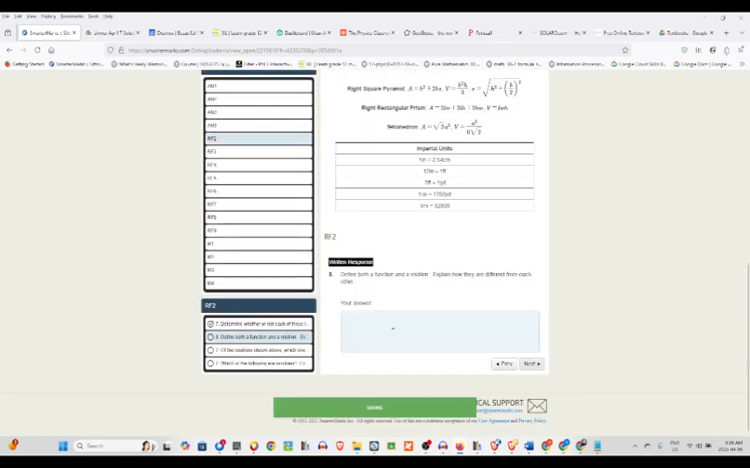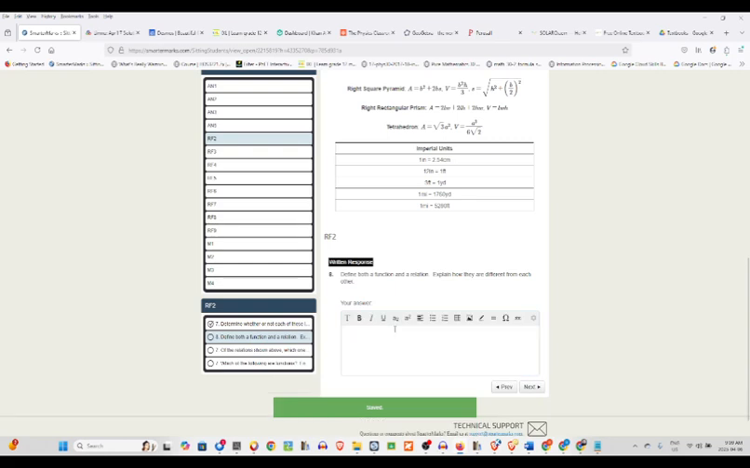Going on to our next, define both a function and a relation. Relation I'll define first. So a relation is a rule to map one set of numbers or elements. These are not always numbers. That's our domain. Onto another set. That's our range. So it takes an x and turns it into a y.